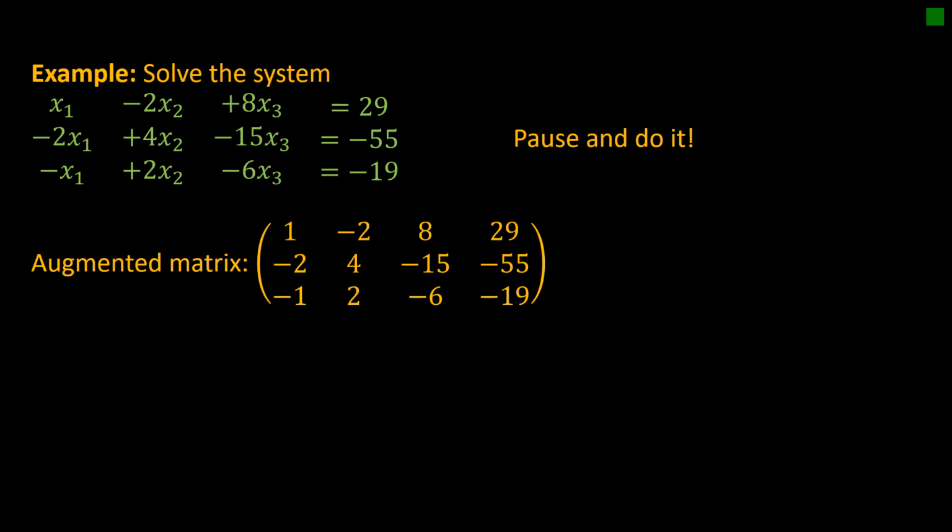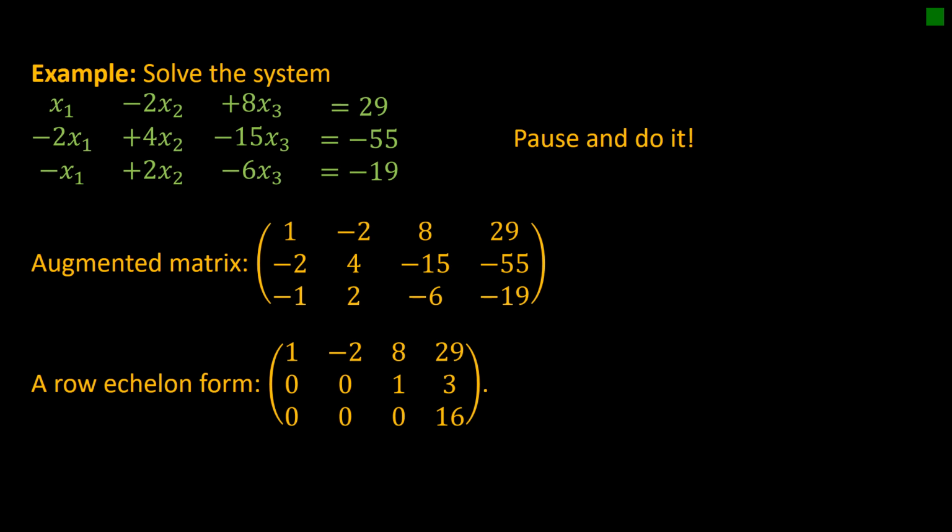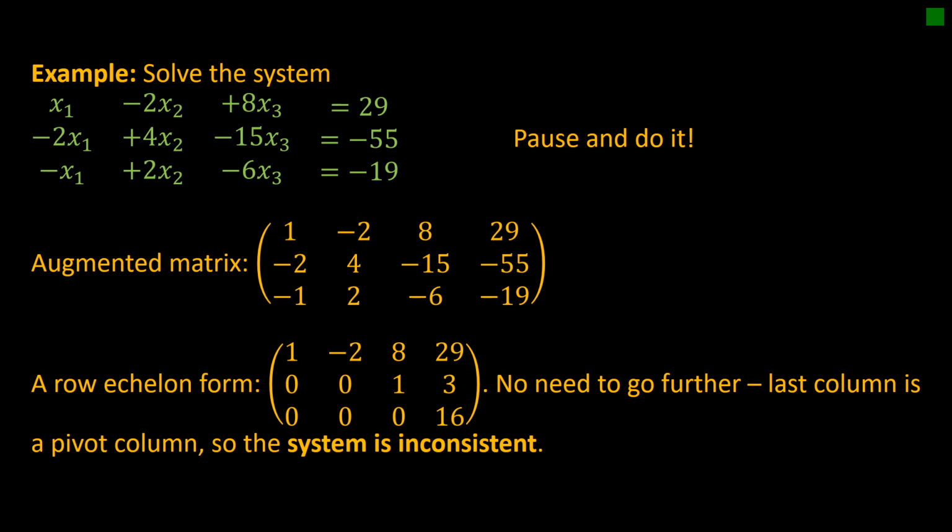Augmented matrix. I hope you can see that's the augmented matrix, right? 1, -2, 8, 29 is that first row. That's the coefficients in the first equation, et cetera. So we put it in row echelon form, and again, I'm not going to go through the details, but there we go. We have a pivot in the last column, right? No need to go further. Last column is a pivot column, so the system is inconsistent. We're done. The answer would be the empty set for the solution, right?